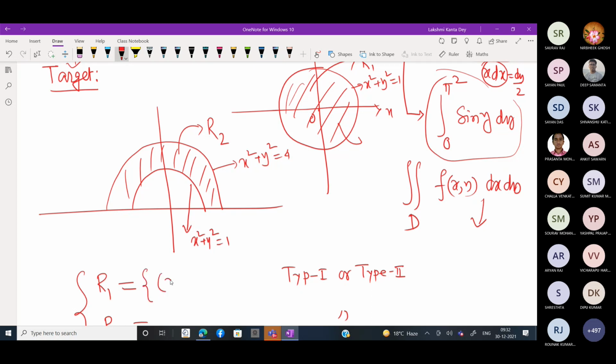It is (r, theta), where r is 0 less or equal to r less or equal to 1, and theta is 0 less or equal to theta less or equal to 2 pi. It is a full rotation. Now, what is your R2?